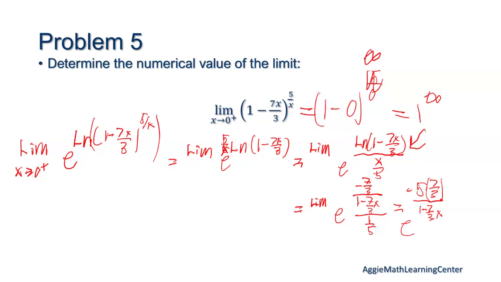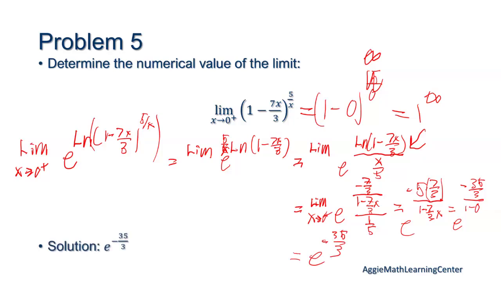I am now going to evaluate this limit. So that is the limit as x approaches 0 from the right-hand side. That is going to be equal to negative 35 over 3 over 1 minus 7/3 times 0. So that's 1 minus 0, which is 0, to the power of e. And we are left with e to the negative 35 thirds, assuming that I did it right. Yep. Any questions on that?